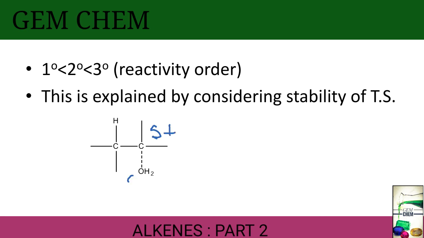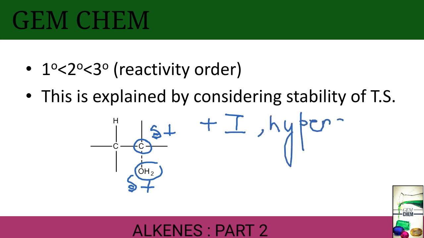This has delta positive charge and this part also has delta positive charge, that is this carbon and this OH2 plus. Now carbocation is stabilized through plus I effect and hyperconjugative effect. We have to understand plus I and hyperconjugative effect. These are concepts we have to understand. So these are the two things on which carbocation stability is based, right?